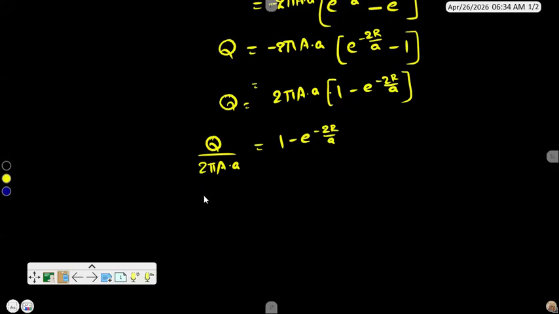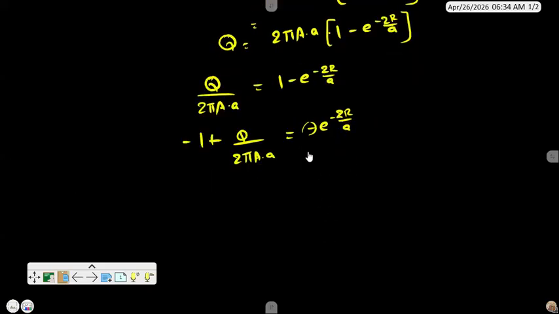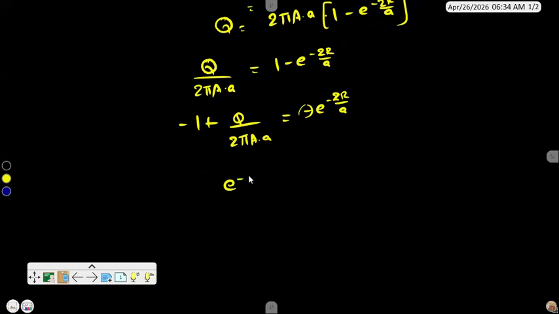If I send this on that side, that would be 1 minus 1 plus q by 2 pi capital A small a is equal to minus e to the power of minus 2r upon A. If I send this minus on that side, it would become e to the power of minus 2r upon A is equal to 1 minus q by 2 pi capital A small a. This is what you're going to get.